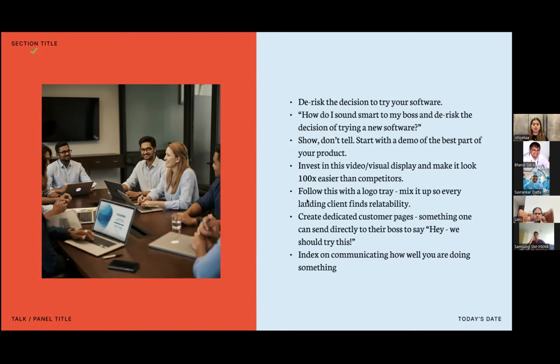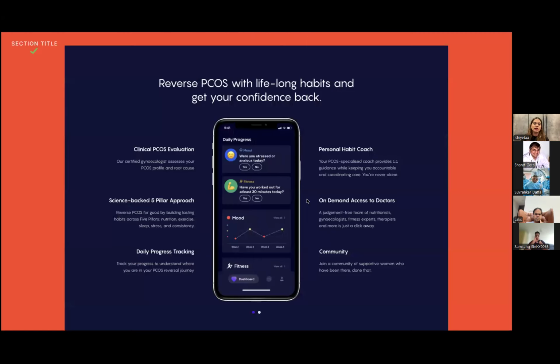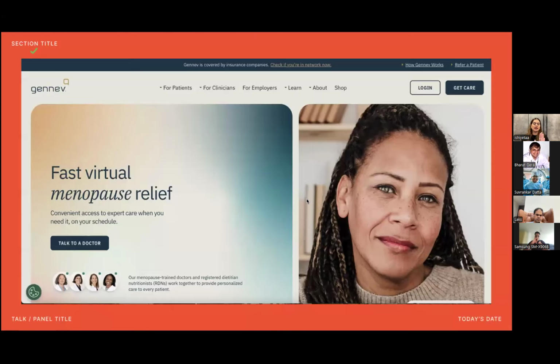You index on communicating how well you are doing something. So, for example, with Vera Health, in the earlier days, we showed a screenshot of one of the main parts of the app, and it highlighted the 6 different features that the app offered. This is another example from Genev, which segregates their platform navigation into for patients, for clinicians, for employers. So you can go to a section that's relevant for you, see how this brand applies to you, and then take it from there.